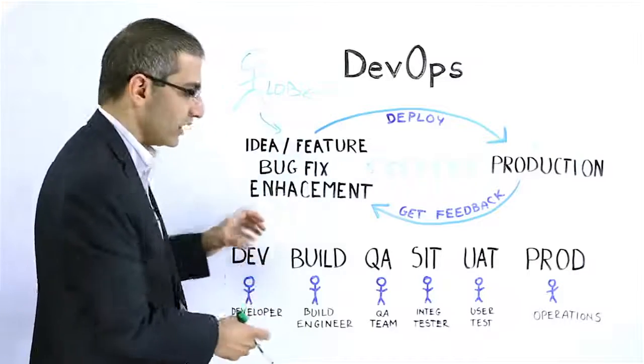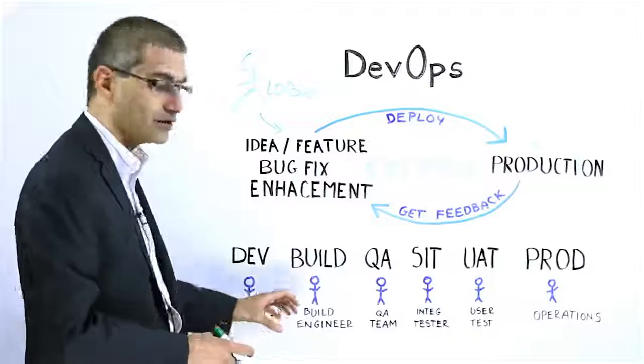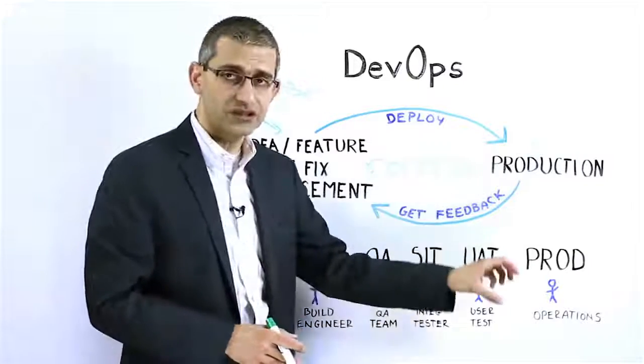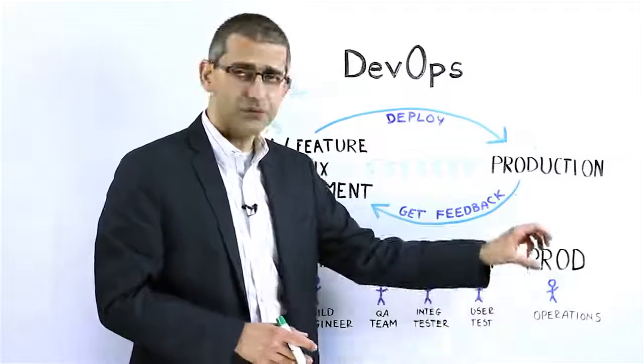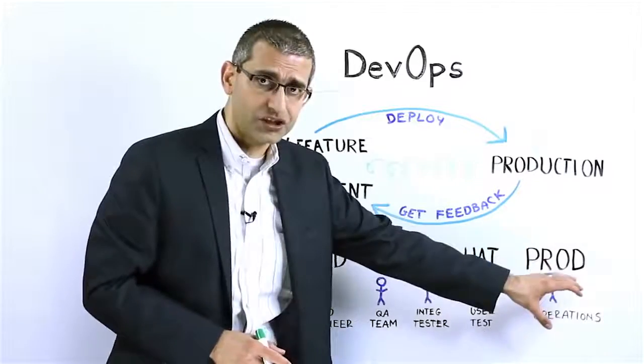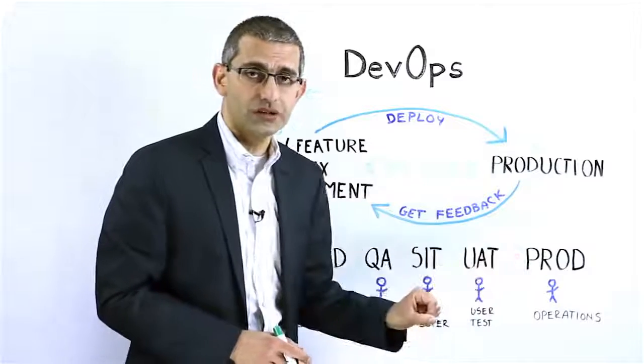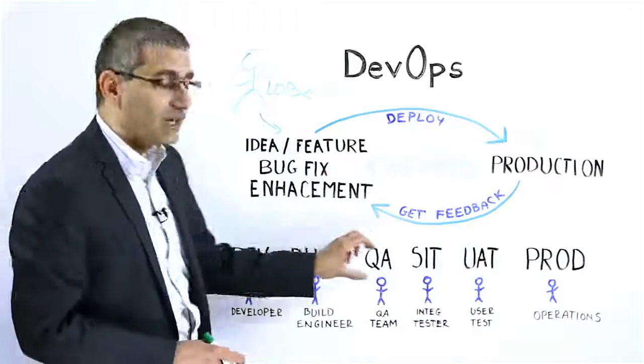And then down here you've got the actual stakeholders, the developers, the build engineers, the QA practitioners, your integration testers, user testers, the operations people who aren't just in production, operations people own all these environments, and all of them need to collaborate together. All of these are different environments you have.